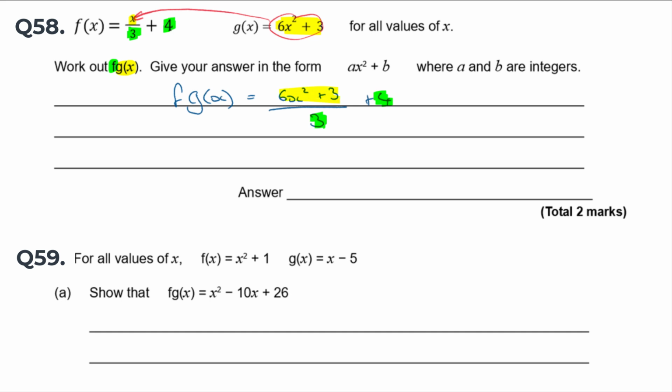Okay, then what? Well, I can factorize out a 3 out of that top bracket. So that's 3 lots of 2x squared plus 1 over 3, and then they're going to cancel, plus 4. And so I'm going to be left with 2x squared plus 1 plus 4, which is 2x squared plus 5.